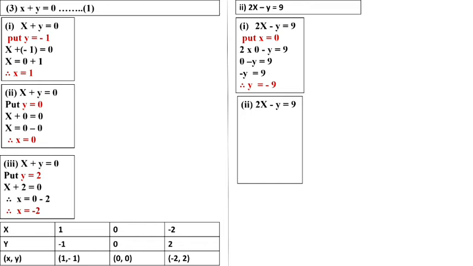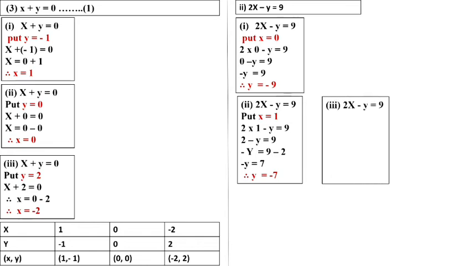Now student, 2x minus y equal to 9 is the equation. Now we will take the x value as 1. Substitute the value 1, and here we get 2 minus y equal to 9. So minus y equal to 9 minus 2, we get 7. So y equal to, the minus sign will go to the 7, become minus 7.